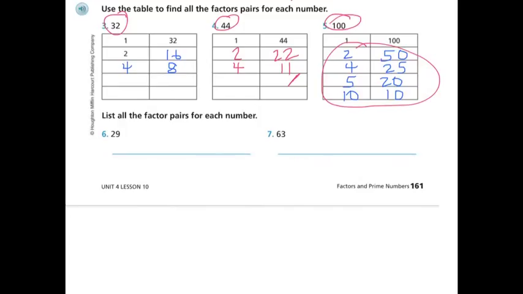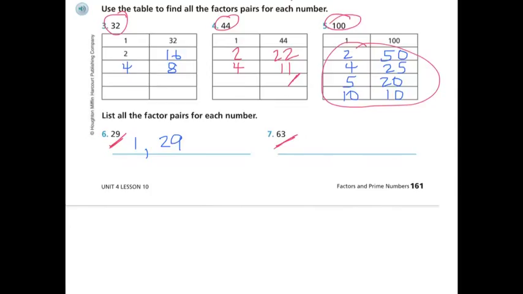Now it's asking us to list the factor pairs for each of these numbers, 29 and 63. Well, let's think really hard about 29. We definitely know that 1 and 29 are factor pairs, but it's not even, so 2 and 4 and 6 and 8 aren't going to go into it. It doesn't end with a 0 or a 5, so 5 and 10 aren't going to go into it. So I think 1 and 29 are the only factor pairs for 29.